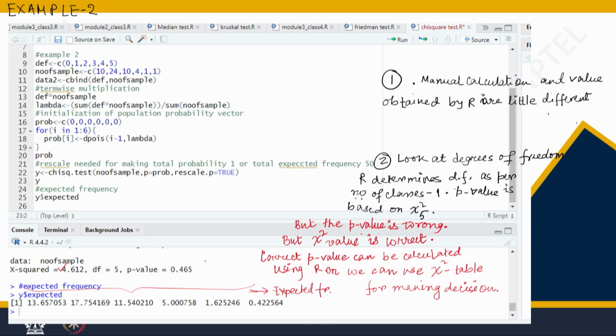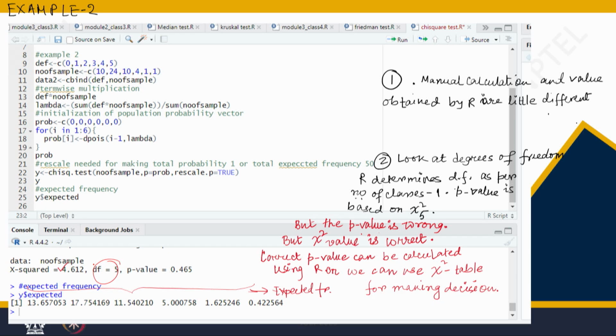Okay, so that is the screenshot. Now look at the value of the chi-square, 4.612. That exactly matches our manual calculation. But look at the degrees of freedom, it is 5. So it is wrong. Why is it wrong? Because R will see how many classes you are giving it. You are giving 6 classes, and mechanically R will give you the degrees of freedom 6 minus 1, that is 5. But it is you who has to fix it with all your logic.